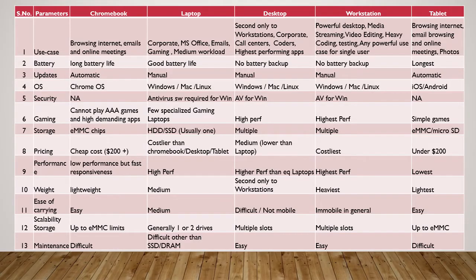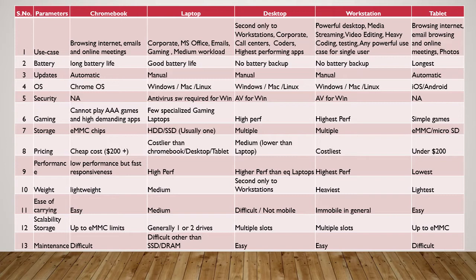So in this slide you are able to see a table in which there are five kinds of computing devices, and we are going to compare each of them by 13 parameters which you are able to see on my screen. So let's start. The first one, which is the Chromebooks, let's talk about its use case. It's just made for light work like browsing the internet, sending emails, video conferencing, online meetings, and light work. We can say that it's made for light business work.